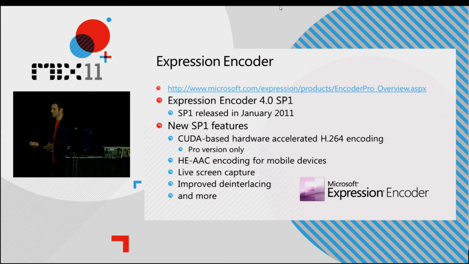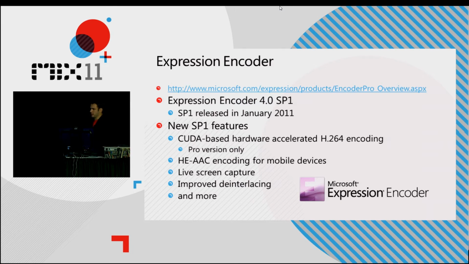A big feature that went into the last service pack is support for hardware-accelerated H.264 encoding. So if you have an NVIDIA card, for example, that supports CUDA, you can accelerate your H.264 encoding by offloading some of that to the GPU instead of just encoding on the CPU entirely. And the H.264 feature is only available in the Pro version. So if you want to check it out, you do have to buy the Pro version. It's not in the trial version.